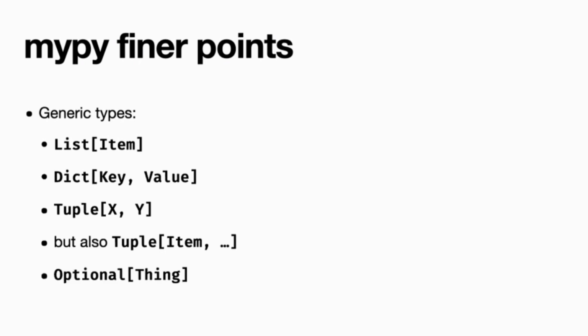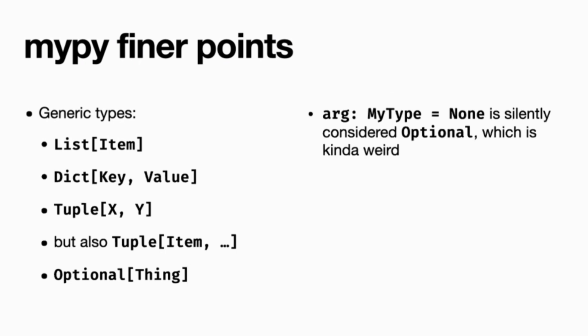And of course, there's the optional type, like the thing that it's either a thing or it's None. A weird thing about this, there are these things that are not quite obvious, which is like if you have an argument in a function and you say it's one type, but then you specify a default value for that argument that is None, then MyPy silently considers that to be an optional MyType instead of just a MyType, which is a little weird, but it is definitely what you meant. So I guess that's okay.